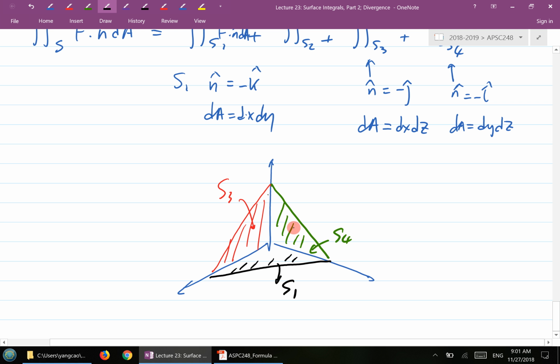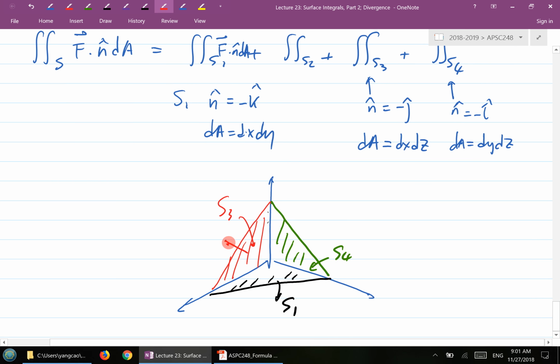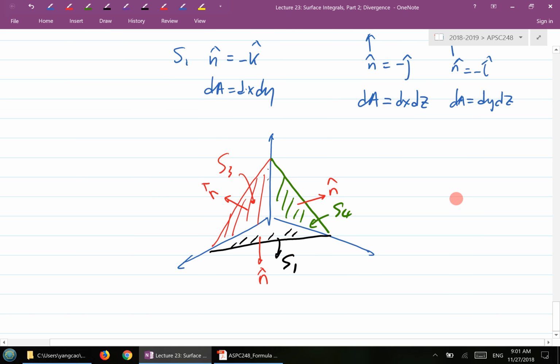So our direction, basically meaning the n hat, needs to point outward. For S3, your n hat is this way. For S4, your n hat is this way. For S1, your n hat is this way. So you can see n hat for S1 is downward, opposite of the z-axis, and S3 is the opposite of your y-axis. So that's why it's negative j hat, and this is why it is negative k hat for S4. Good? Good. Okay.